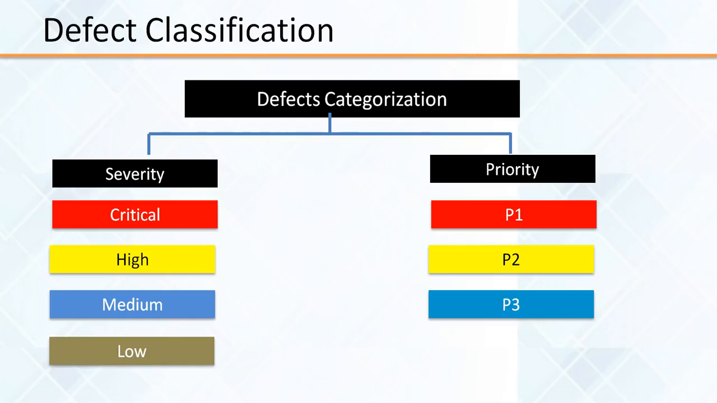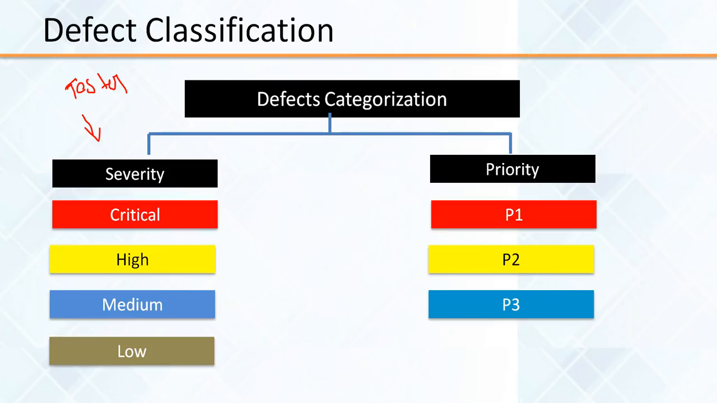Severity is always defined by the tester. Remember this for interviews, you will get a lot of questions on this. What is severity? What is priority? Who will decide severity? Who will give the priority? So you will get all these. Severity is nothing but the seriousness of the defect, how much it is impacted, and it is defined by the tester.